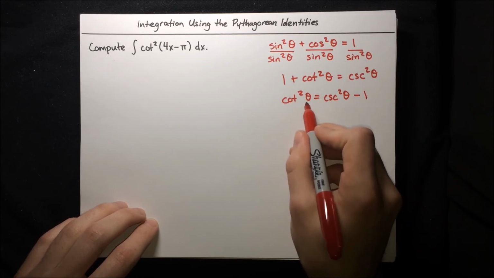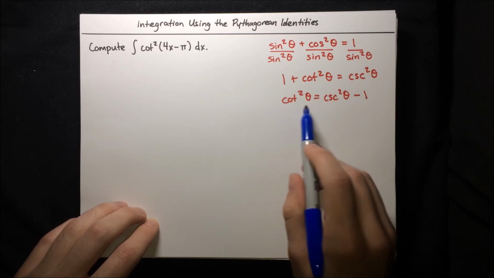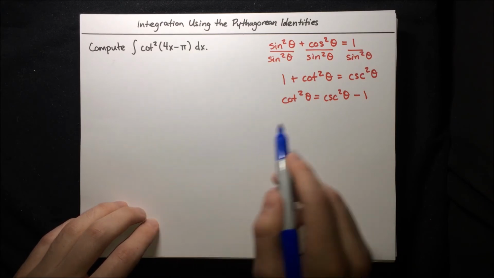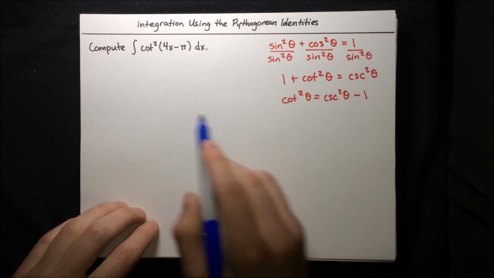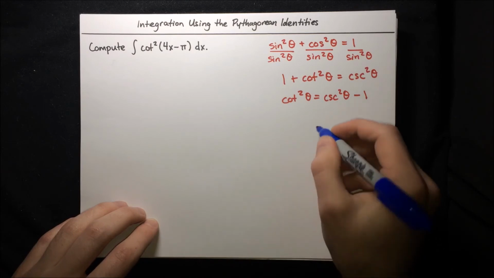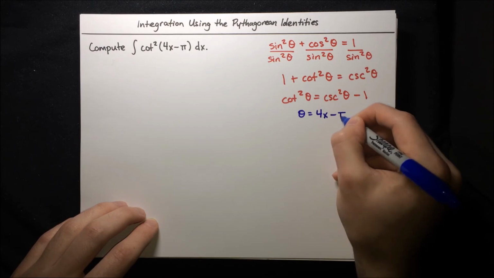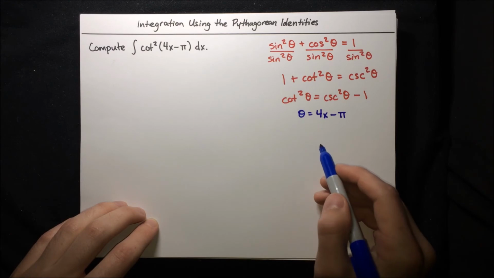And now you'll see why I wanted to write this in terms of theta rather than x. I wrote it in terms of theta because I wanted to make it very clear that these identities work not just for x, but also for any argument that might be a full expression of x, like the one here. So we want to get this expression of x, 4x minus pi, into this identity, because that's what we have. We have cotangent squared of 4x minus pi. So we're going to say that theta is 4x minus pi. As long as we sub in that same expression for all of the thetas, then it's still a true identity.